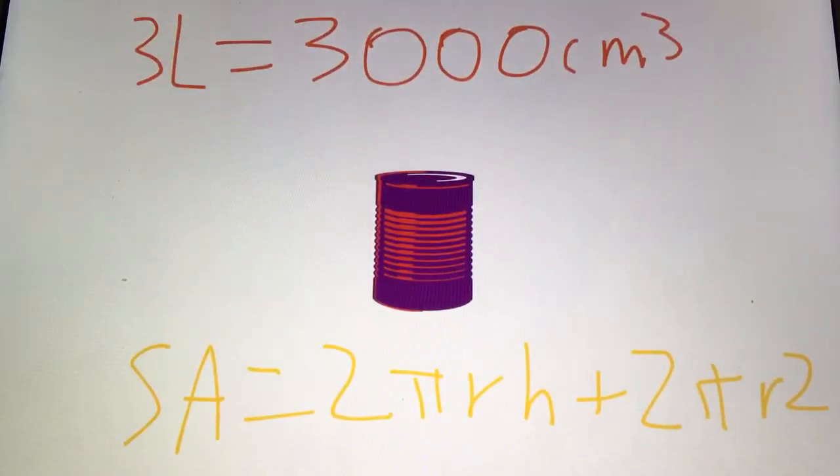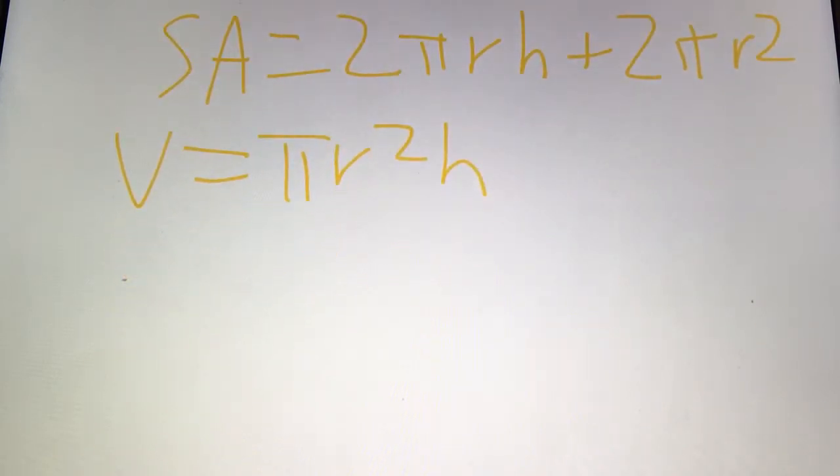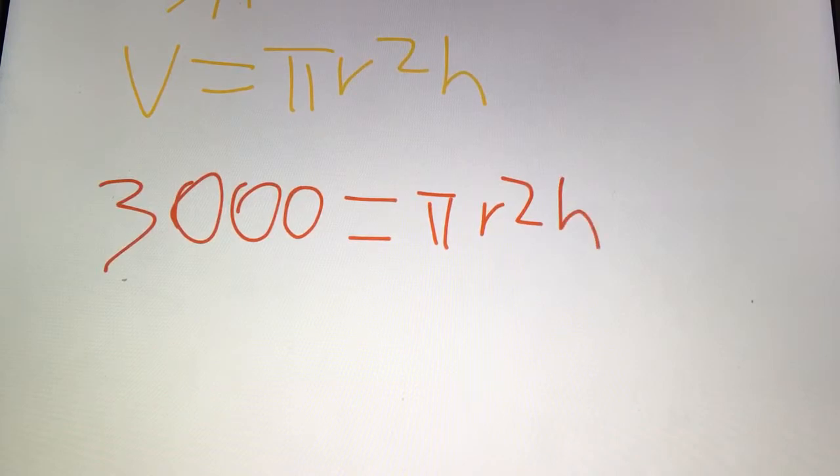And so if we go back up, we already know the volume, 3,000. And that can be useful when it comes to isolating variables, because right now our surface area equation has 2 variables, and you can't optimize with 2 variables. You need to isolate one. So let's rewrite our volume one. 3,000 equals pi r squared times height.